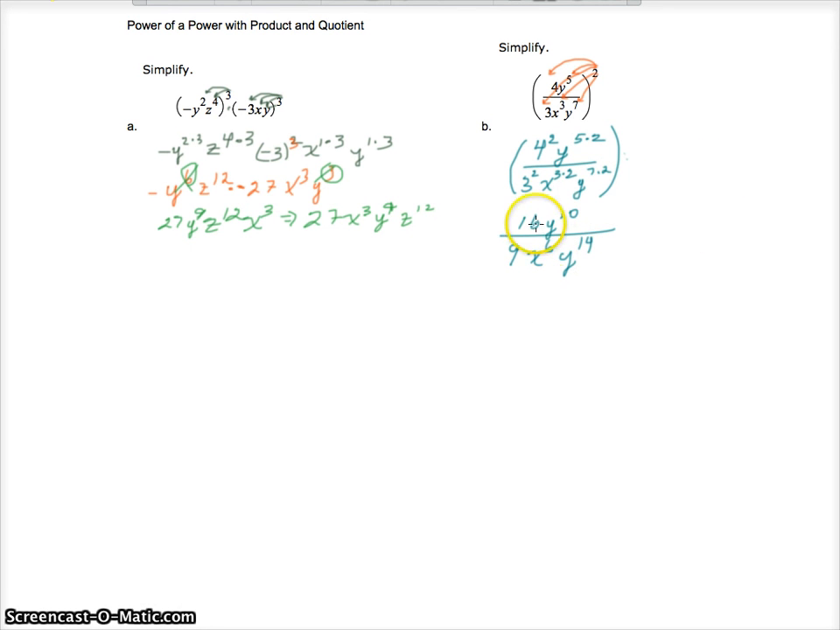Now I want to apply my quotient rule. The only thing I can apply my quotient rule to is y to the 10 minus 14. So first I need to figure out what y to the 10 minus 14 is. And that is y to the negative 4. So if I have 16 y to the negative 4 over 9x to the 6th, the y to the negative 4 needs to be simplified. So it needs to be 16 over 9 x to the 6th, y to the 4th.